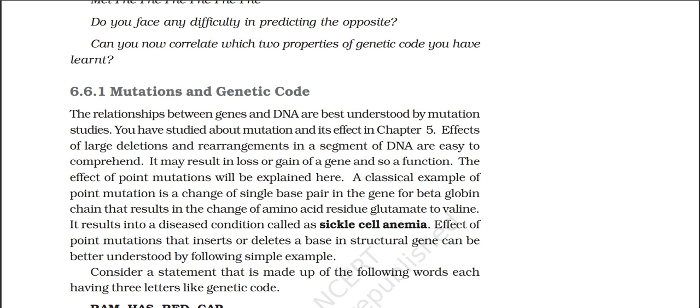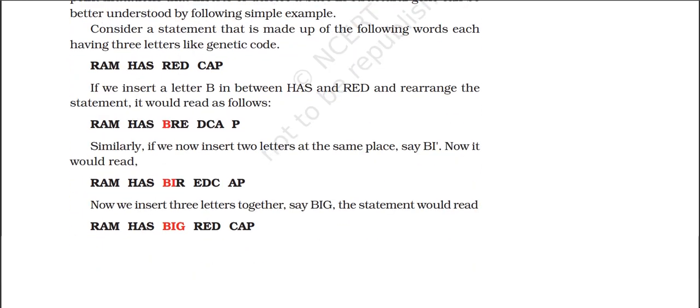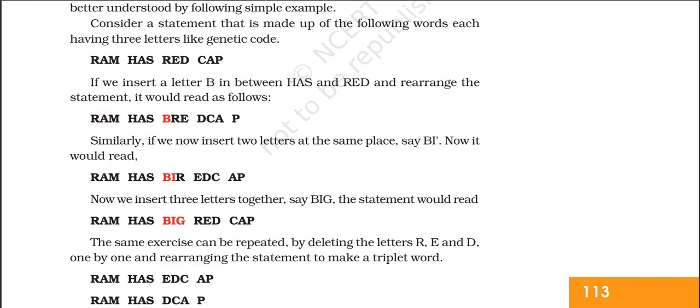Consider a statement that is made up of the following words, each having 3 letters like genetic code. Ram has red cap. If we insert a letter B in between has and red and rearrange the statement, it would read as follows: Ram has bre dca p. Similarly, if we now insert 2 letters at the same place, say BI, now it would read, Ram has bir edc ap. Now we insert 3 letters together, say BIG. The statement would read Ram has big red cap.